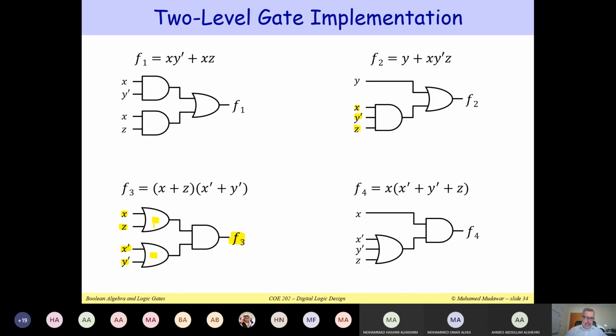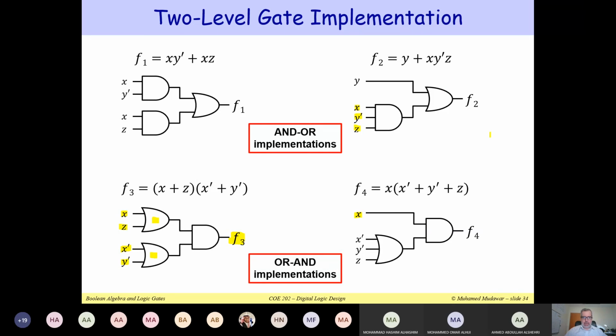So the first level is for the OR gates, and my second level here is for the AND gate. So this is OR AND. The same thing here, we are ORing and then we are ANDing. Now the first input to this AND gate is just the input x, but the second input is the output of the OR gate. It's x prime or y prime or z. So the first ones are called AND OR implementations for F1 and F2. We call them AND OR implementations because we AND first and then we OR.